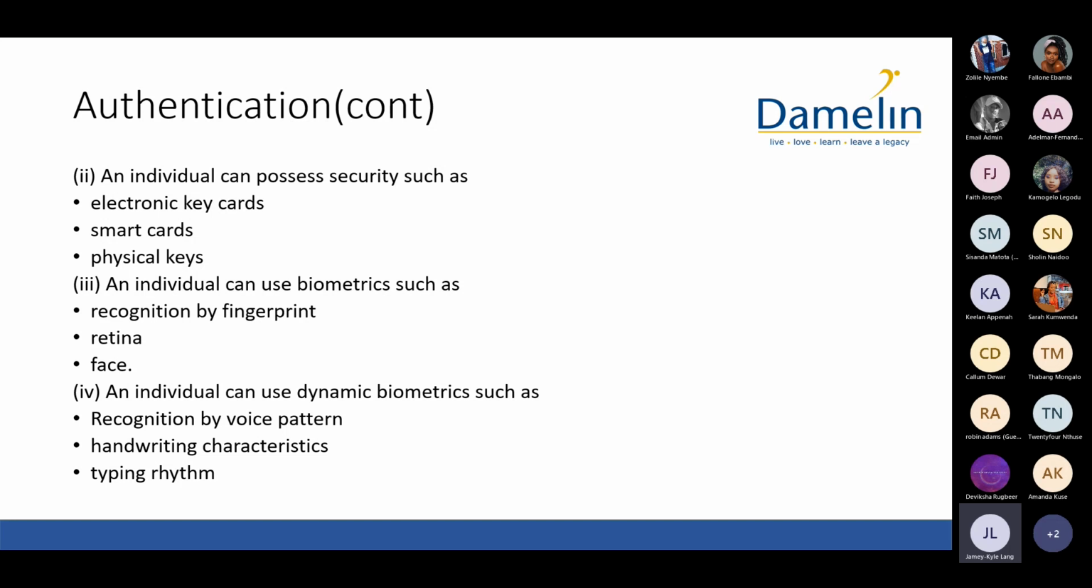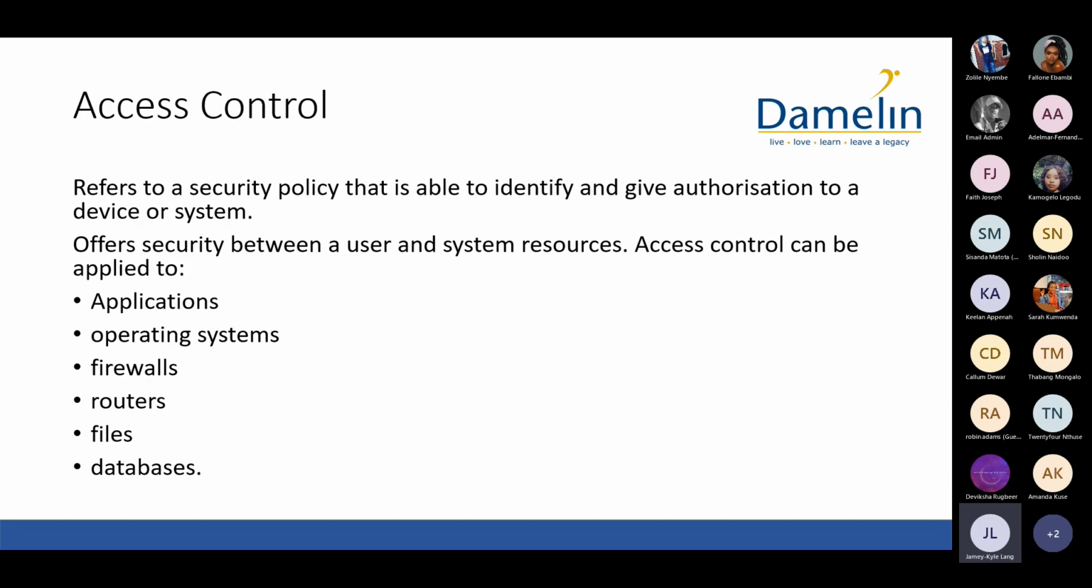An individual can use biometrics such as recognition by fingerprint, okay? So that's another layer. If you want to enter a room, use your fingerprint. Retina, maybe your eye scans your eye, or maybe facial recognition, okay? All of these are categorized as biometrics. An individual can use dynamic biometrics such as recognition by voice pattern, handwriting characteristics, and typing rhythm. So there are other ones, dynamic biometrics, where it recognizes your voice and everything like that.